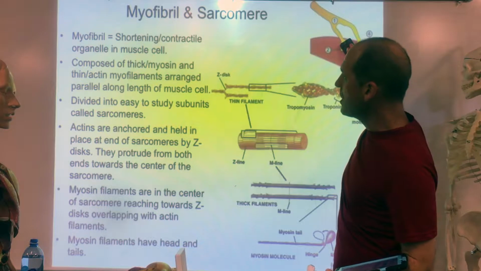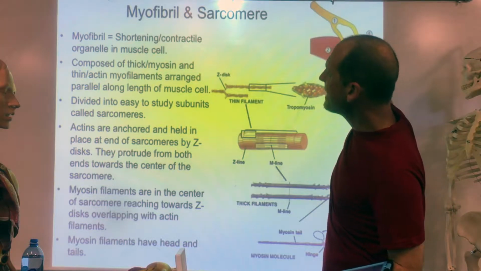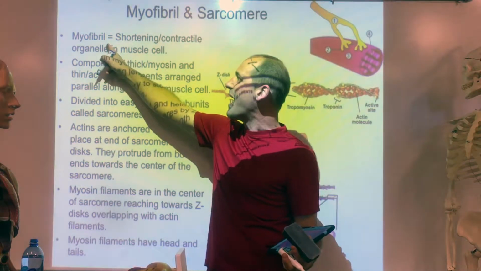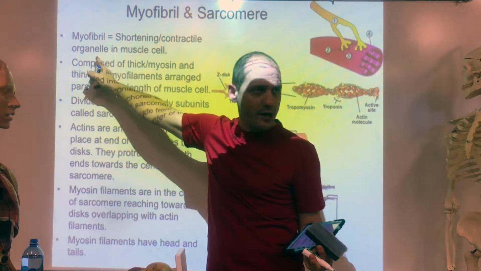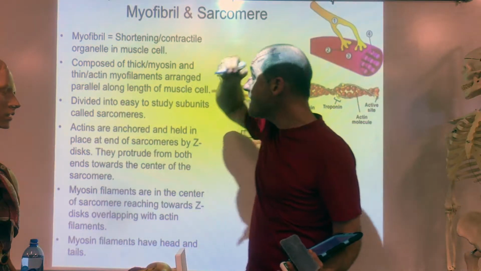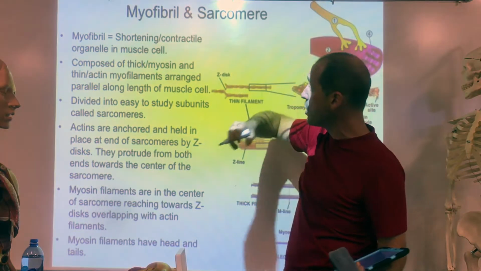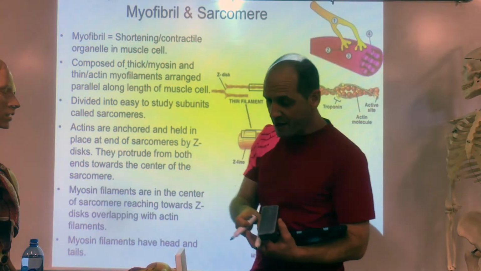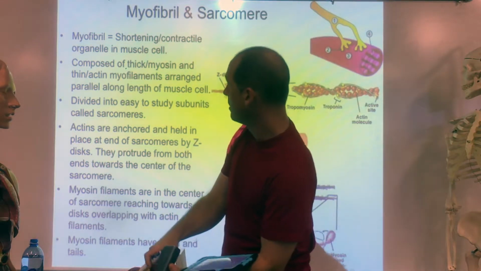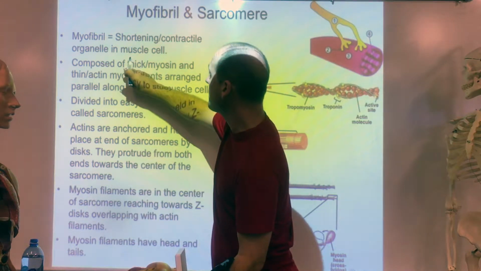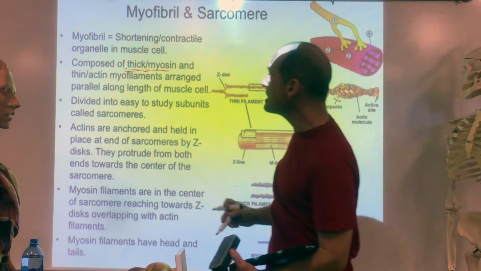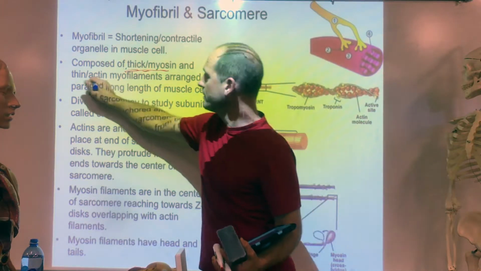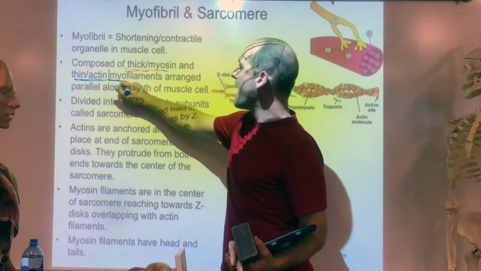So let's see, what do we got here? We're going to talk about the threads a little bit. So we described the myofibril. That's the contractile organelle, basically. And we have talked about these threads. And so now let's talk about the threads a little more. We have two types. We have a thick filament called myosin, and we have a thin filament called actin. And they call those myofilaments.